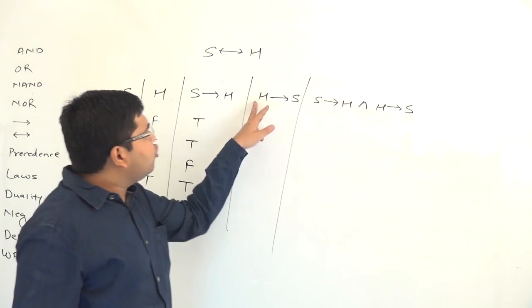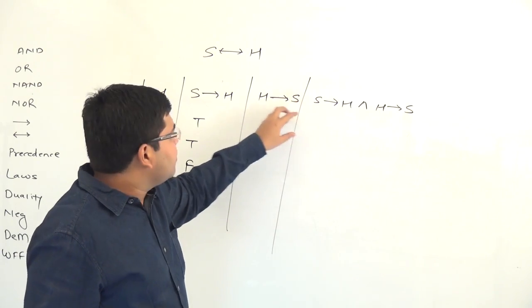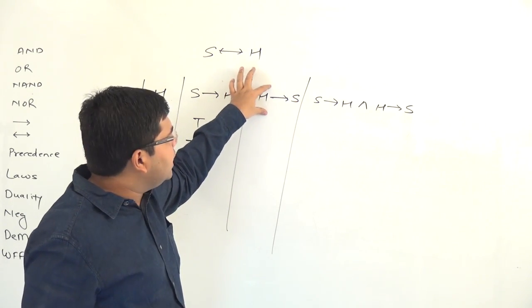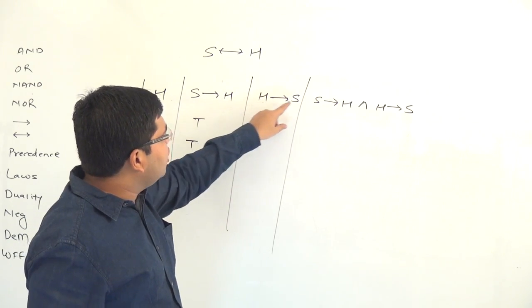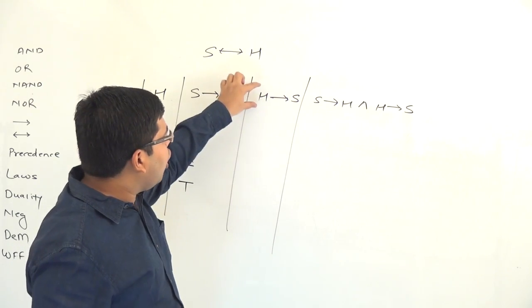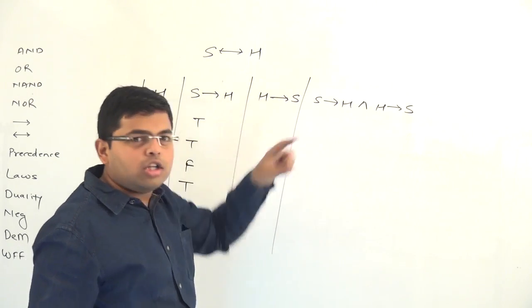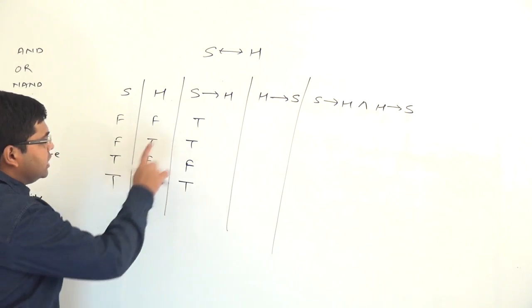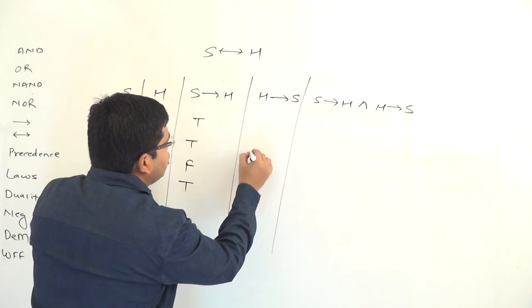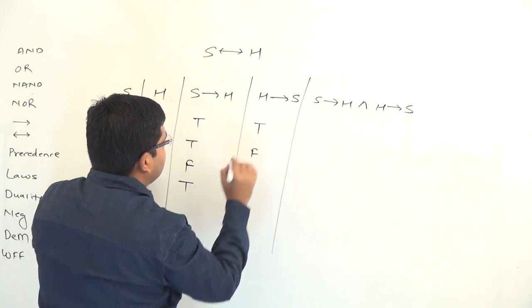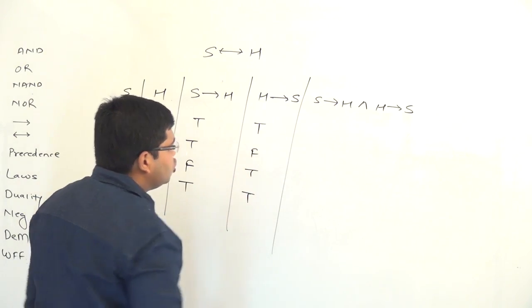Now if holiday, then Sunday. If any day is a holiday, then that particular day will be a Sunday. Here, holiday without Sunday not possible. Holiday true, Sunday false is not possible. So let us see the row. Holiday true, Sunday false is not possible. So this row will be false and other rows will be true.